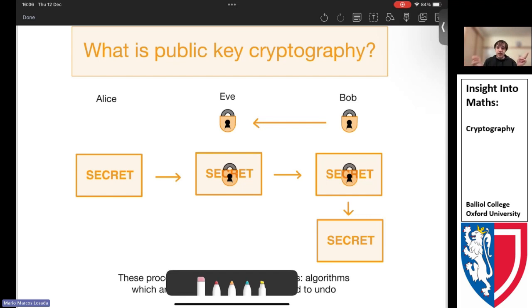And every single time that this box has been passed around, it's always had at least one lock on, and Eve doesn't have the keys to either lock, right? So this way of passing around locks and boxes means that Alice can send a message securely to Bob. Does that make sense? How that sort of works?